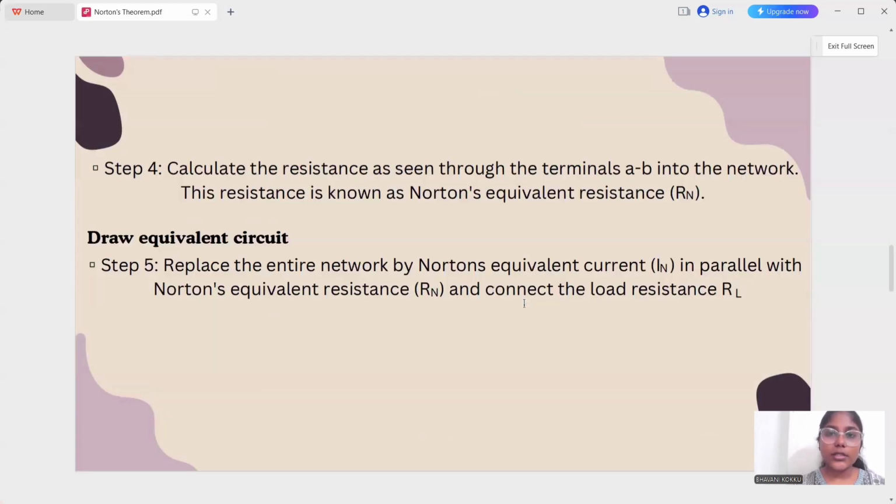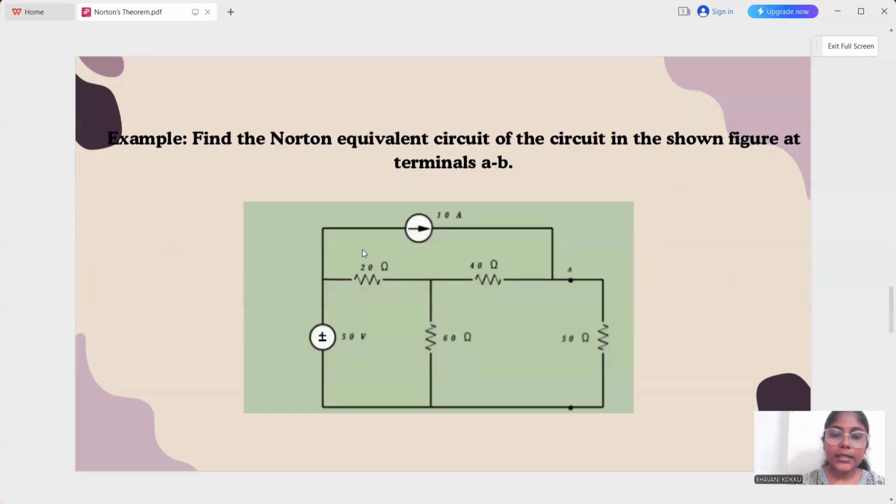Since we have Norton's current and Norton's equivalent resistance, we can draw the Norton's equivalent circuit. And finally, we can calculate the current passing through that load resistor. Now we shall see this example for a better understanding of this theorem.